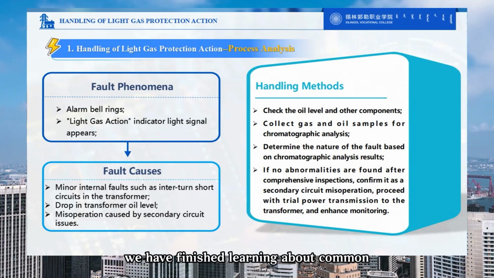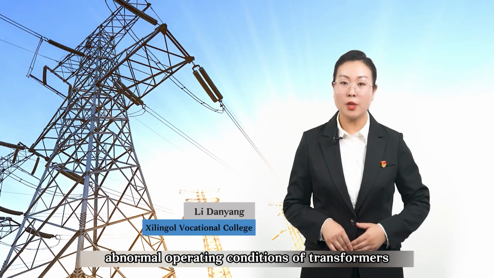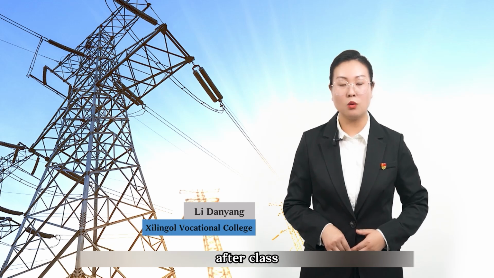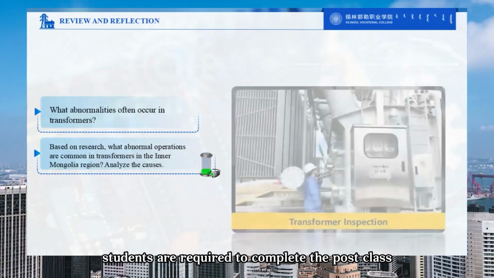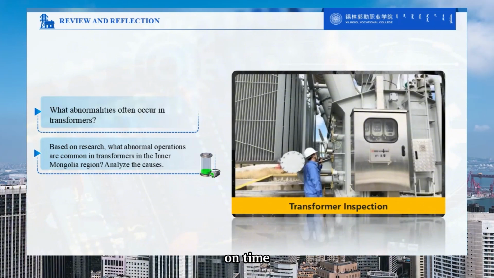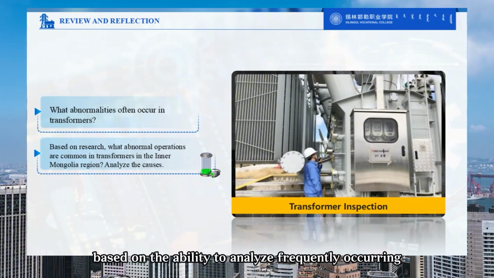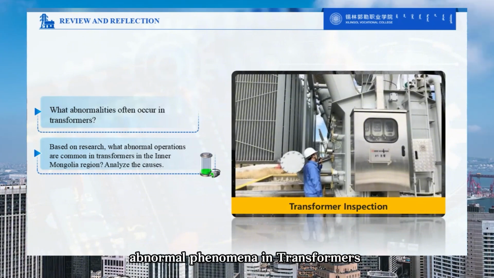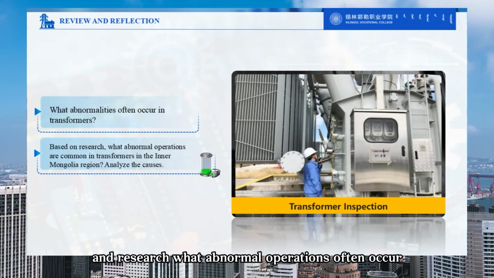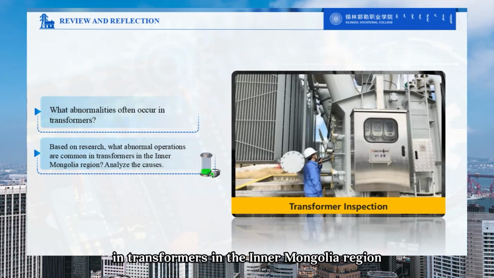Okay, then we have finished learning about common abnormal operating conditions of transformers. After class, students are required to complete the post-class simple questions on time based on the ability to analyze frequently occurring abnormal phenomena in transformers, and research what abnormal operations often occur in transformers in the Inner Mongolia region and analyze the causes.